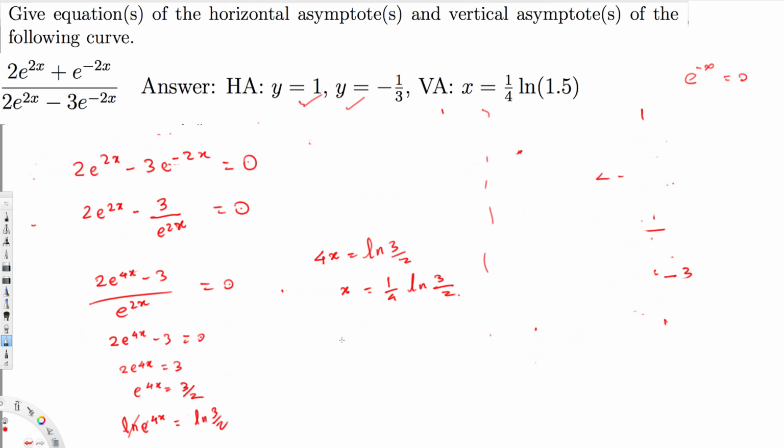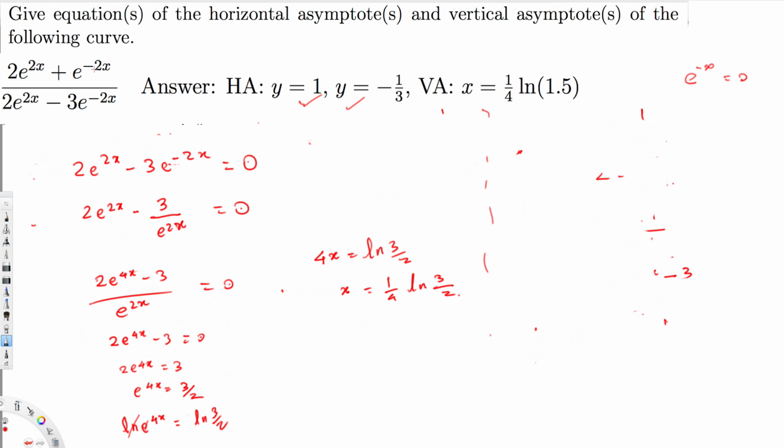So we have to make sure whether it is true. We found this to be the vertical asymptote. To prove it, we have to substitute into this equation and see what happens. When x approaches this value, y should be infinity. That's the general definition of a vertical asymptote: when x approaches a particular number, y is infinity.